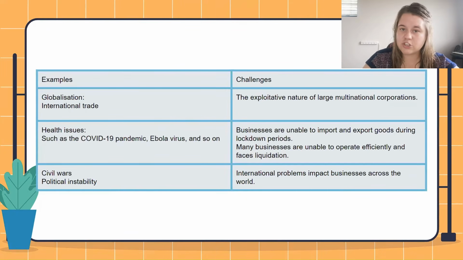So, globalization, international trade. The exploitation of nature by large multinational corporations, health issues such as the COVID-19 pandemic, the Ebola virus, and so on. Businesses are unable to import and export goods during lockdown periods. We all know that, and we have experienced that. Many businesses are unable to operate efficiently, and they could face liquidation and therefore a closure of the business.